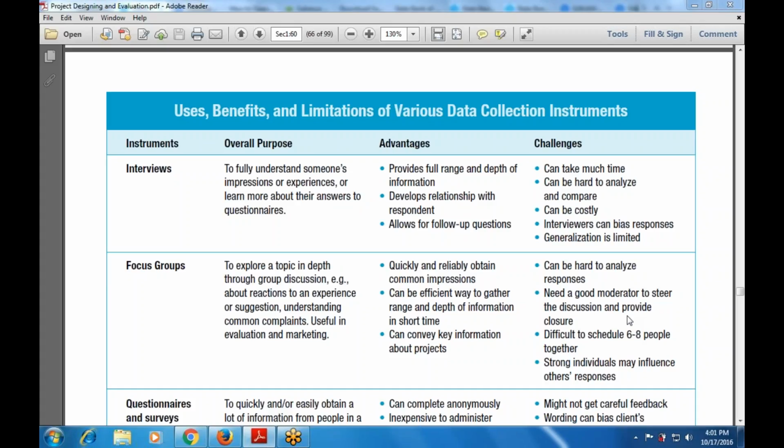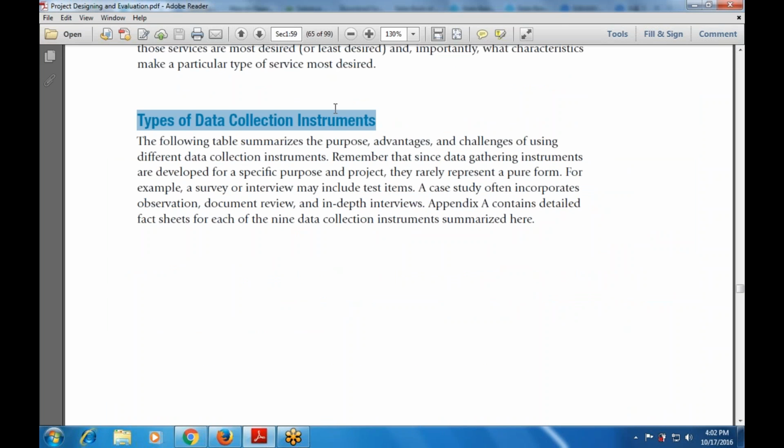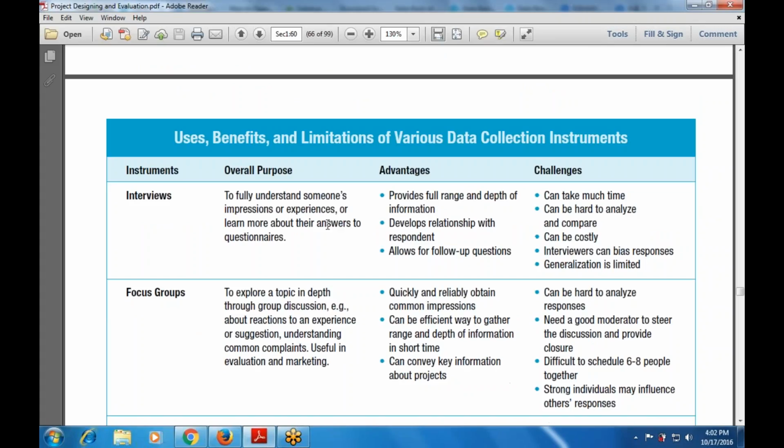All right, so let's move to the first part, that is again the revision of the first part, the interview. So let's begin with the various types of data collection instruments. The first type is interviews. Now, what is the main purpose of the interview? To fully explore or understand someone's experience, impression or experiences, and learn more about their answers to the questionnaire.